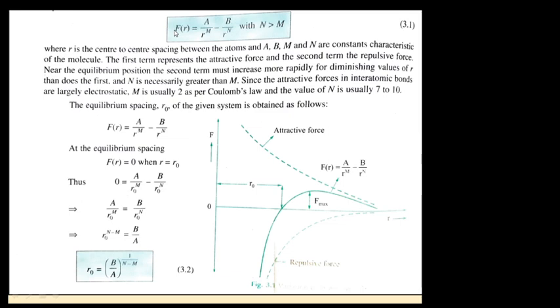So the force for the bond, I can write it out as A upon R raised to capital M minus B upon R raised to capital N. What is the first factor? What is the second factor? The first factor is shown over here, the attractive force, and the second one is a repulsive force.